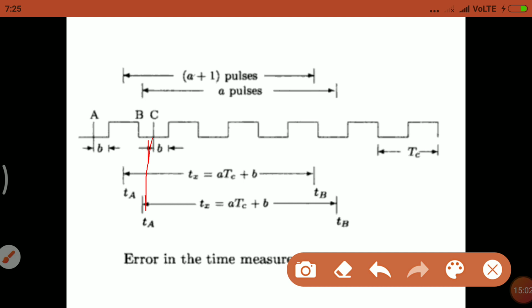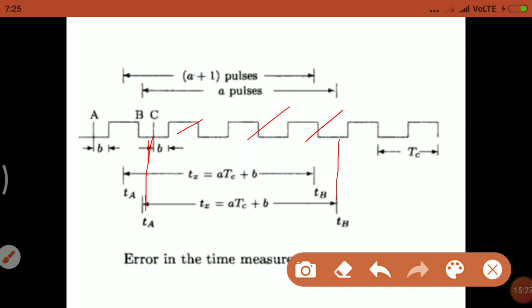So here is the first event occurring, and the second event occurs at point B. Now in this case, the number of pulses counted by the counter is 1, 2, 3. So here in this case, let's say A is 3. So the number of pulses counted is 3.